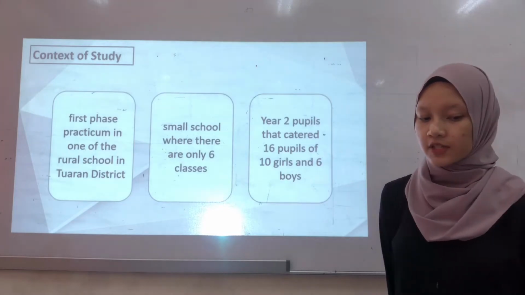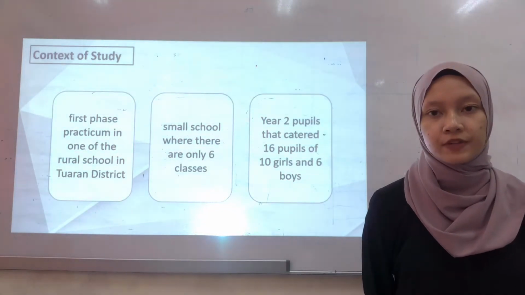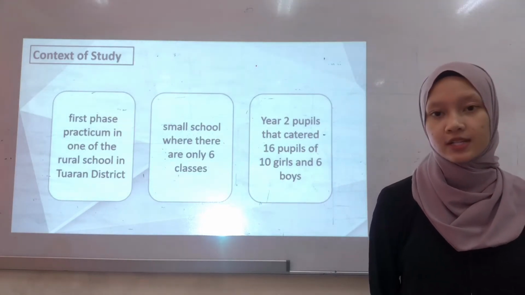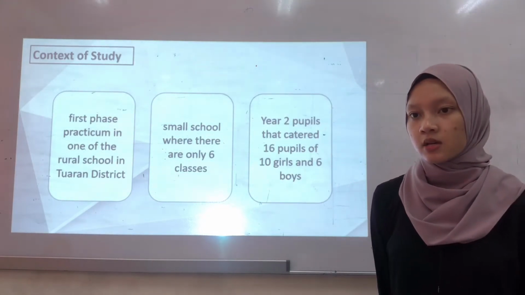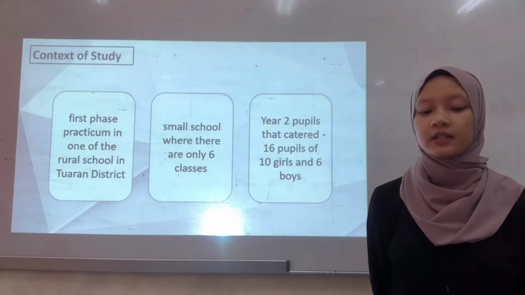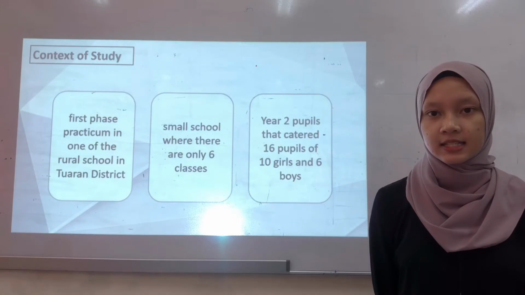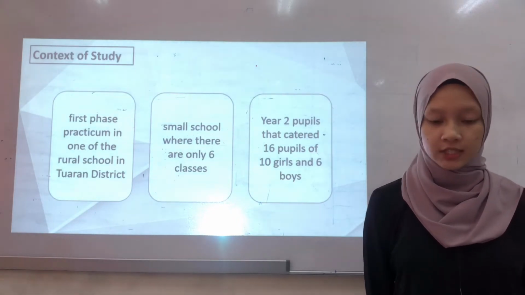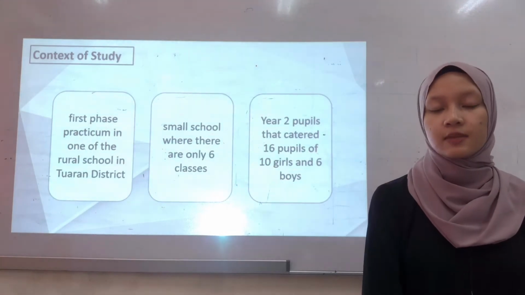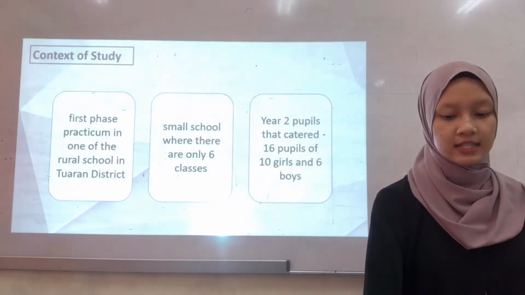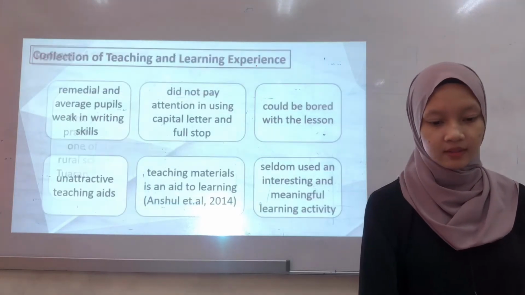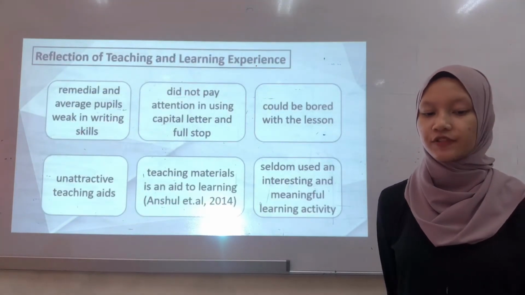So, the context of the study: I had undergone my first phase of practicum in one of the rural schools in Tuaran district, which is SK Kauluan. It was a small school where there are only 6 classes, with 1 class for each year. I had taught year 2 pupils, a class of 16 pupils, 10 boys and 6 girls. Reflection of teaching and learning experience.